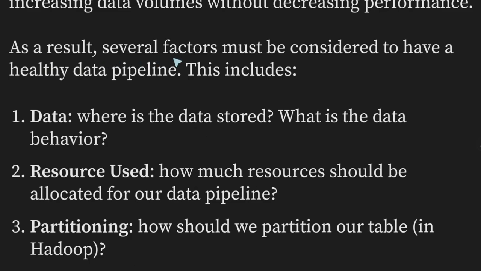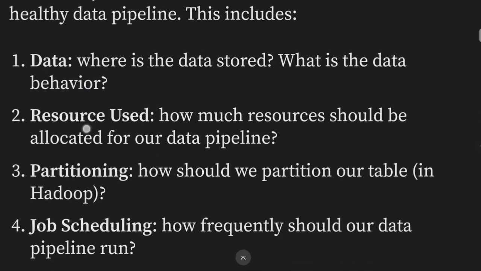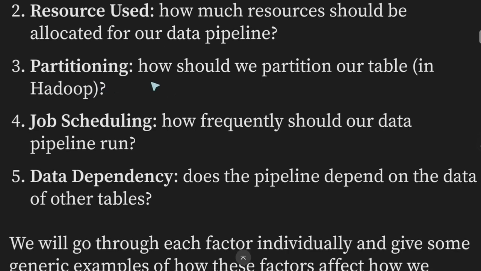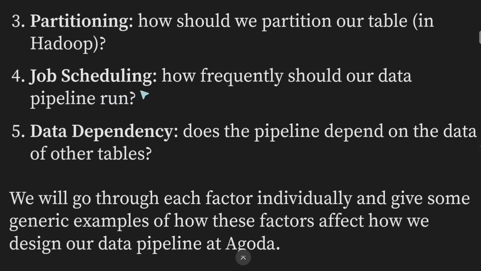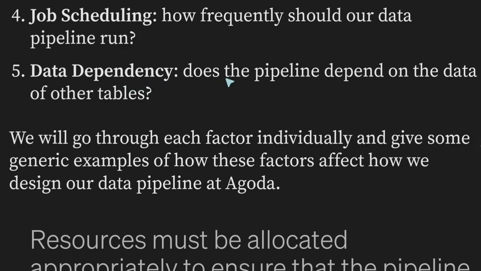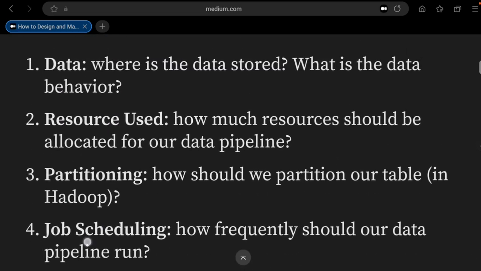As a result, several factors must be considered to have a healthy data pipeline. This includes: 1. Data. Where is the data stored? What is the data behavior? 2. Resources used. How much resources should we allocate for our data pipeline? 3. Partitioning. How should we partition our table in Hadoop? 4. Job scheduling. How frequently should our data pipeline run? 5. Data dependency. Does the pipeline depend on the data of other tables? Let's repeat it. This is important.